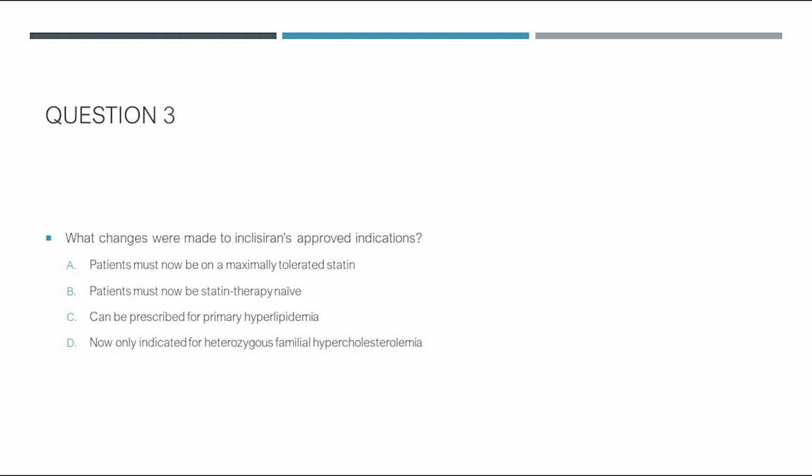All right, what changes were recently made to Inclisiran's approved indications? Is that patients must now be on a maximally tolerated statin? Patients must now be statin therapy naive? Is it that we can now prescribe Inclisiran for primary hyperlipidemia? Is it now only indicated for heterozygous familial hypercholesterolemia? And the answer is C. It can be prescribed for primary hyperlipidemia now.